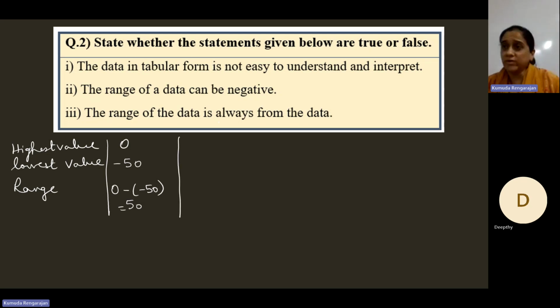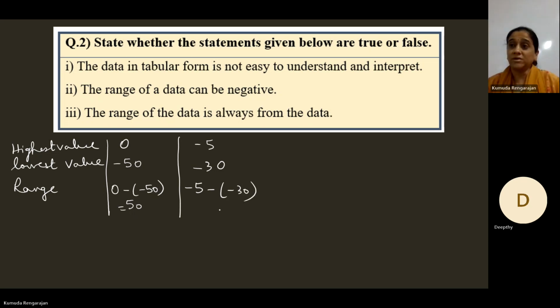Right? Okay, now you tell me your highest value. Minus 5. Then the lowest value? Minus 30. So what's the range? Highest value, minus 5, minus the lowest value. You should not write minus 30 first. The highest value minus 5, minus the lowest value minus 30. So it's minus 5 plus 30, which is 25.